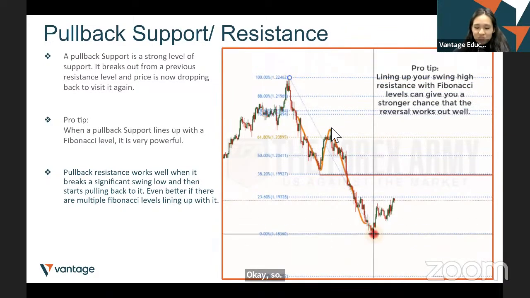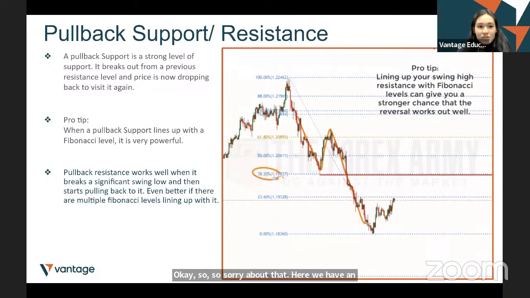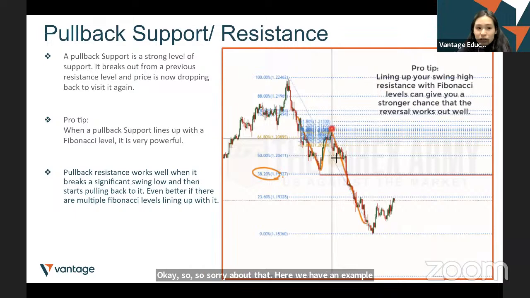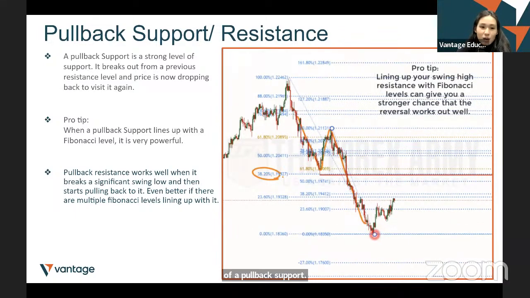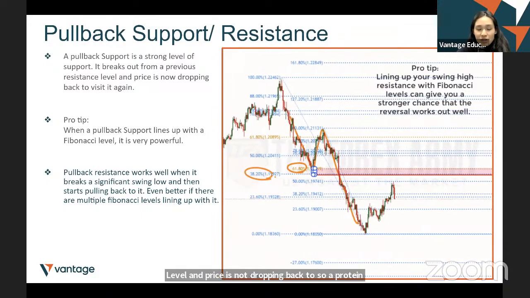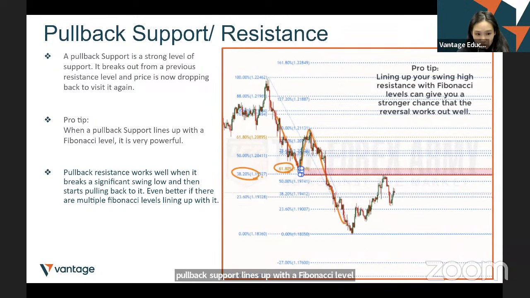Sorry about that. Here we have an example of a pullback support. So pullback support is a strong level of support. It's a breakout from a previous resistance level, and price is now dropping back to visit it again. So a pro tip, when a pullback support lines up with a Fibonacci level, it is very powerful.